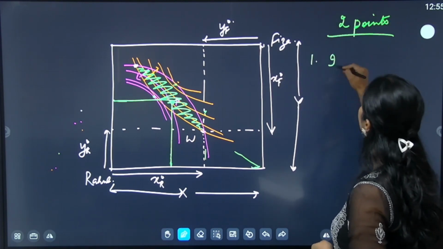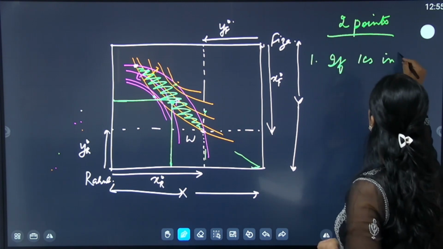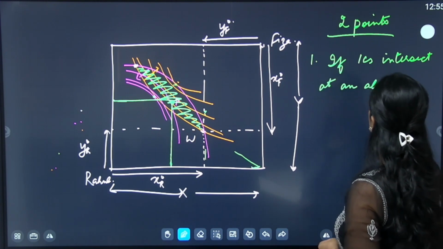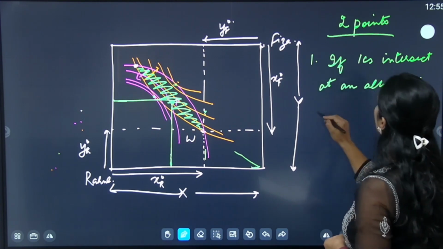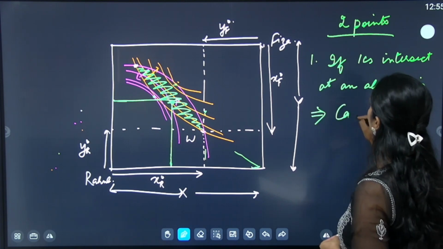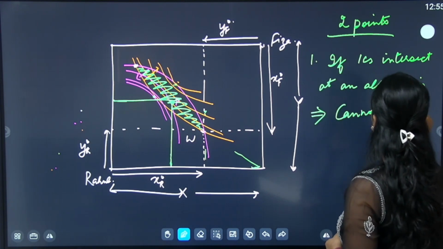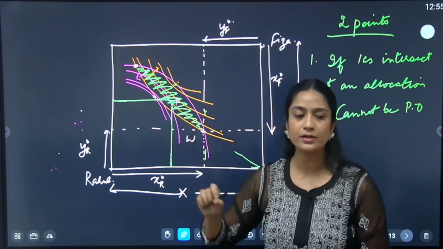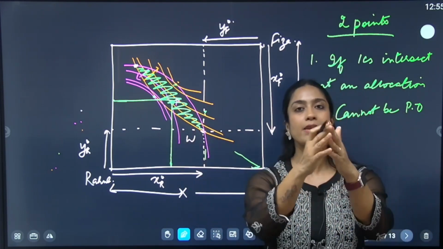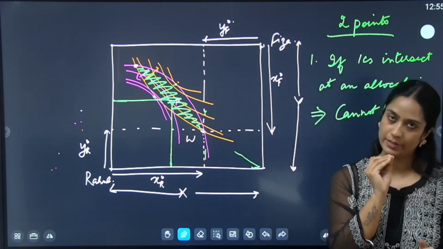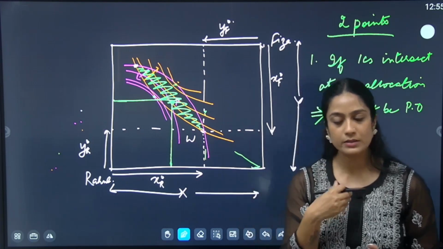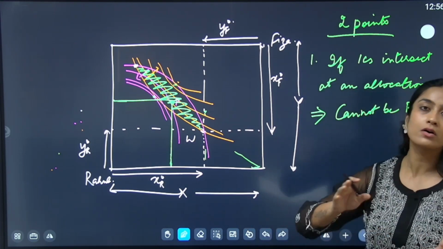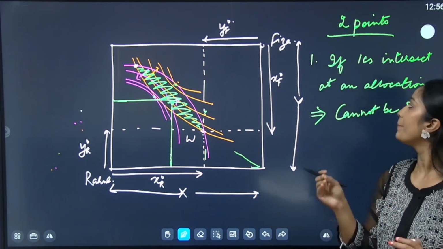One, if ICs intersect at an allocation, it implies that it cannot be Pareto optimal. Just like the point W, you take any other point where the ICs are forming a lens, that means that there is scope for improvement, right? When the scope for improvement will be exhausted, the ICs are no longer crossing, they are just touching, which means that they are tangent.